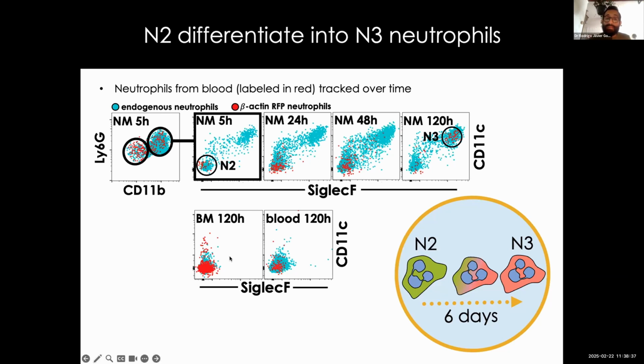This is not present in bone marrow or in blood, and overall this suggests that indeed neutrophils enter from blood, differentiate into N2 neutrophils, and only after 6 days differentiate into N3 neutrophils.